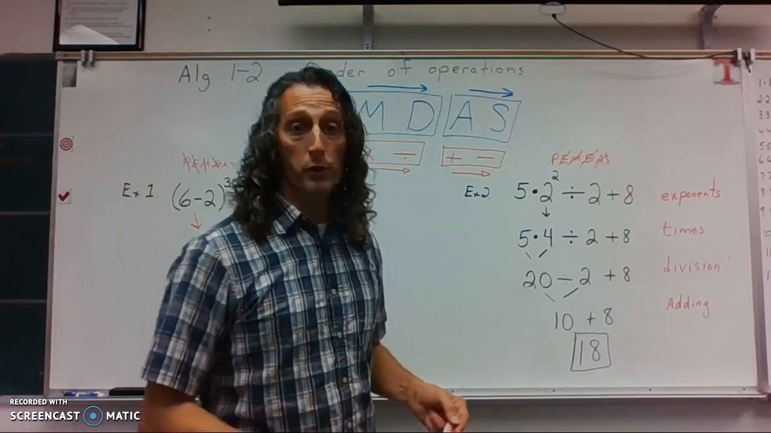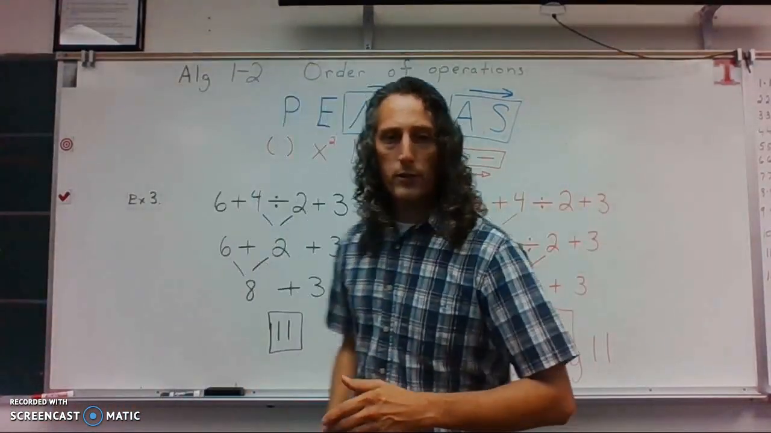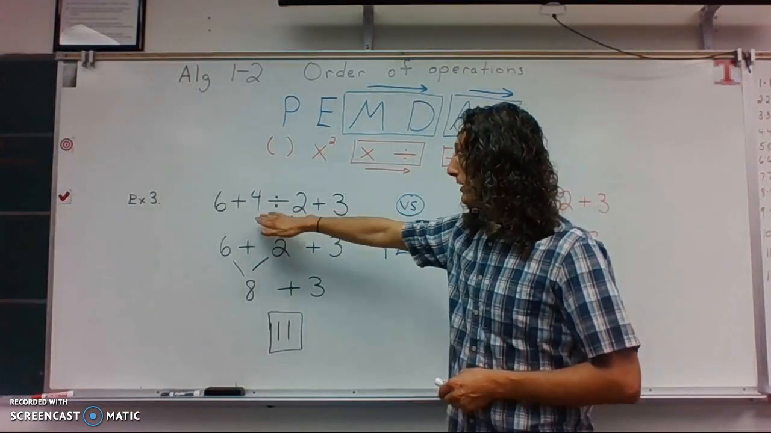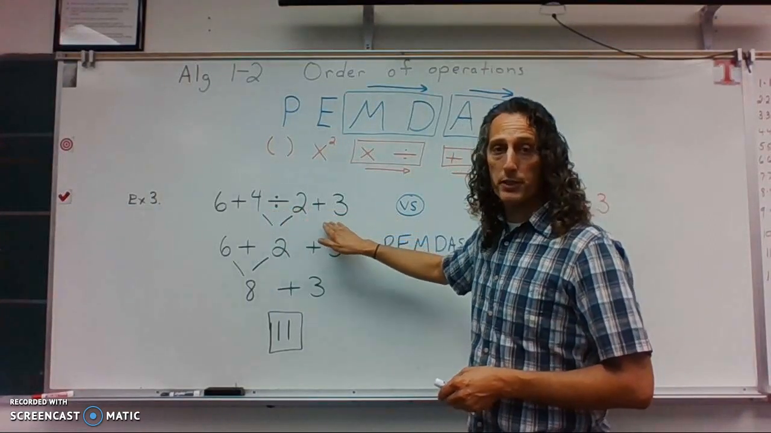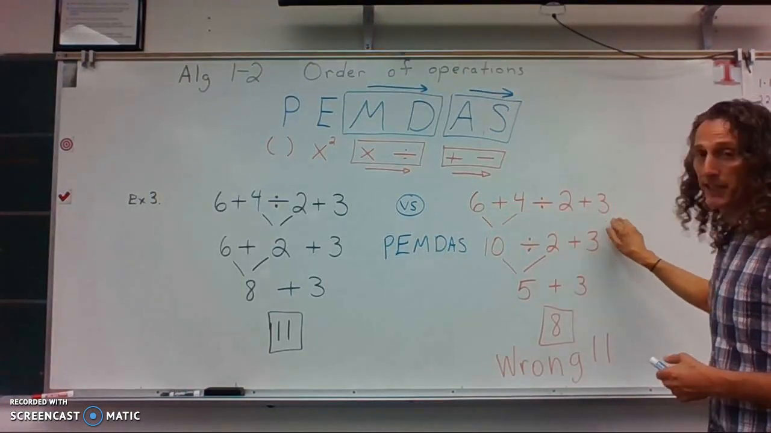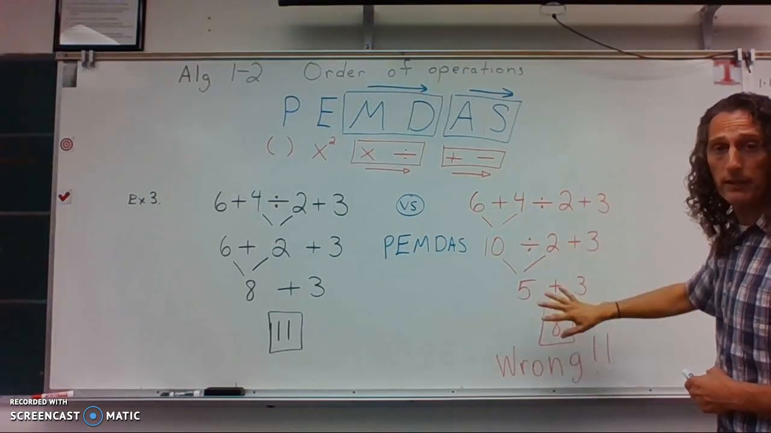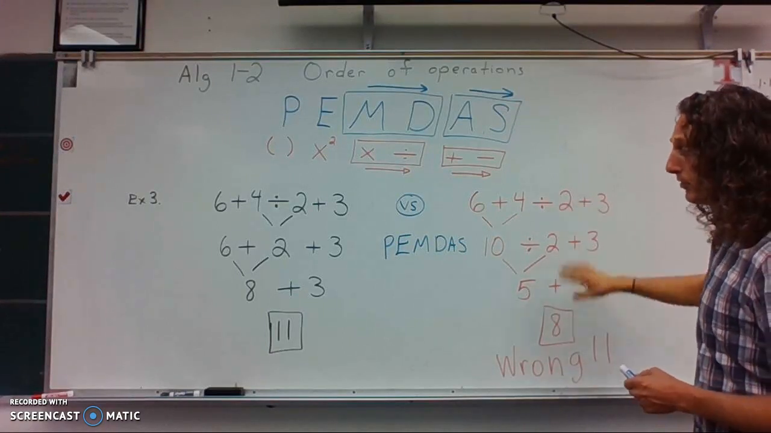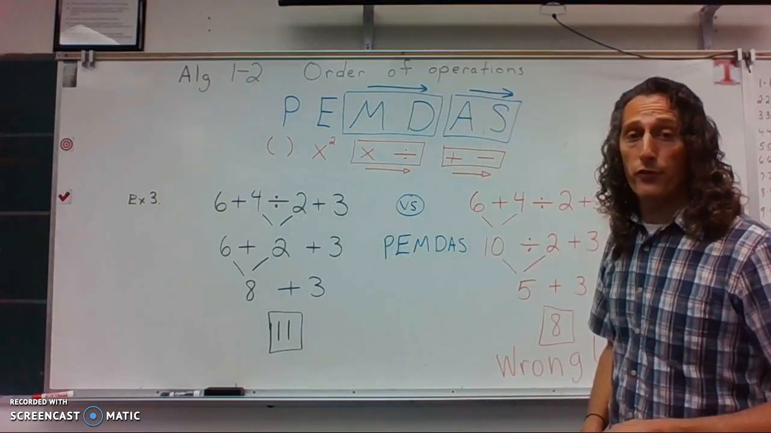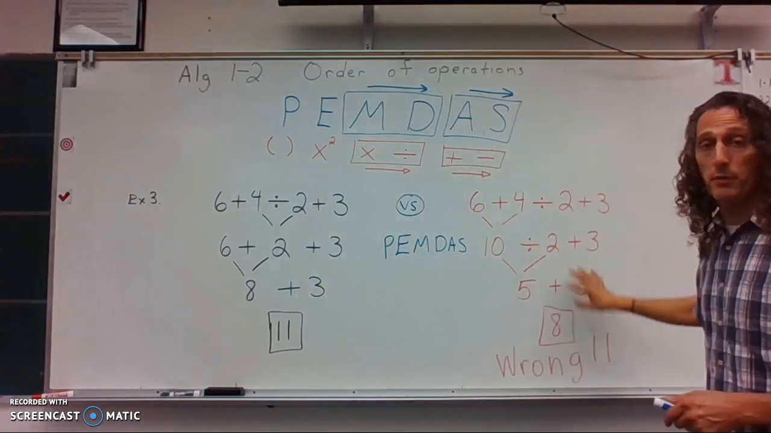Okay, so we're going to do a couple more warm-ups. All right, so I have this same problem written out twice. 6 plus 4 divided by 2 plus 3. And 6 plus 4 divided by 2 plus 3. This one is wrong. Okay, same problem, but it's completely wrong. This one is correct. Hit pause and see if you can figure out where the mistake was made over here.